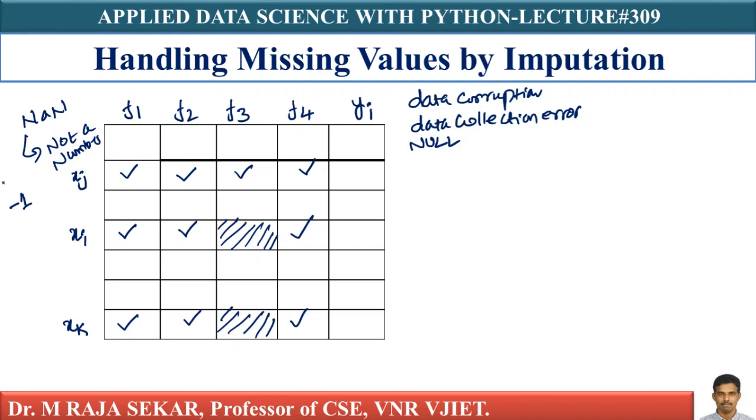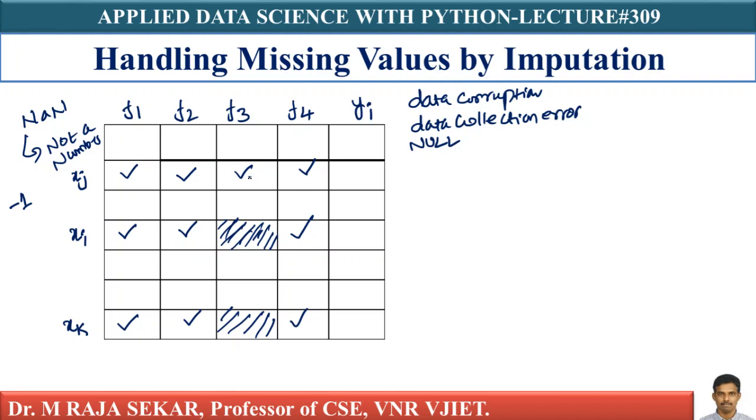See, for xi it's missing. Just assume for xi feature f3 is missing. For another point xj, the whole data is present. Just see, for xj all features are available. Only for xi this column is missing. For xi this particular f3 is missing. For a given row and a given column, this particular data is missing. For the same column, for xj, feature f3 is present.